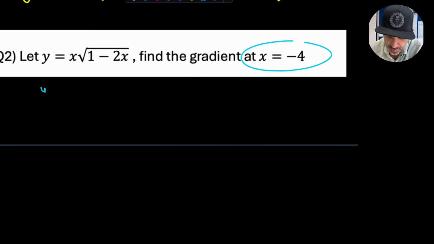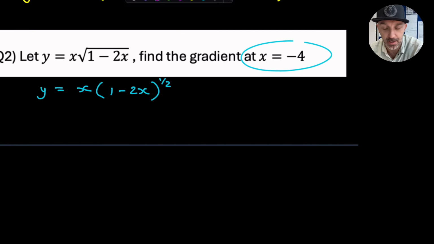So let's go ahead and rewrite this expression, y is equal to x times the square root. Now, this is another indices rule problem where you will need to change this to a half. So I hope that you know the rule that the square root can be changed into a power of half. Let's go ahead and split this up into two parts, u and v.